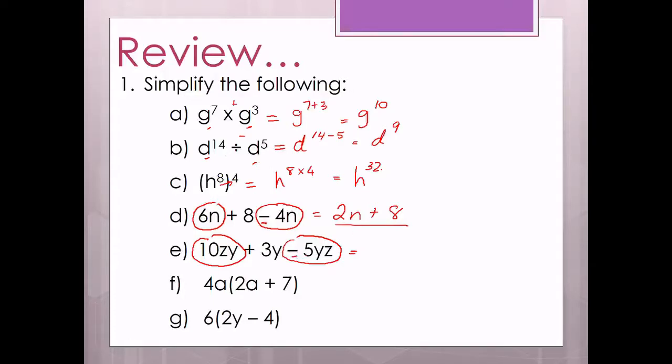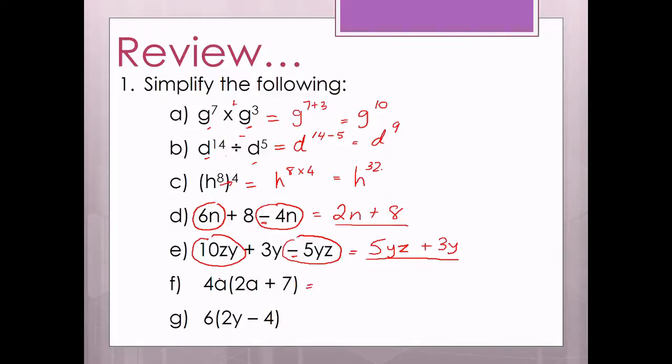Circle the sign again, and you've got the instructions. 10 take away 5 is 5, and generally we should write the letters in alphabetical order. And then you've got plus 3y, and that's it. We can't collect anything more.